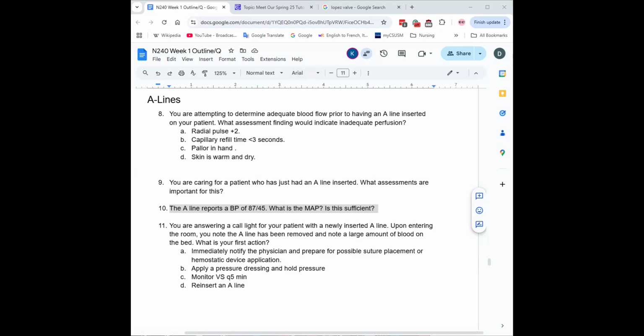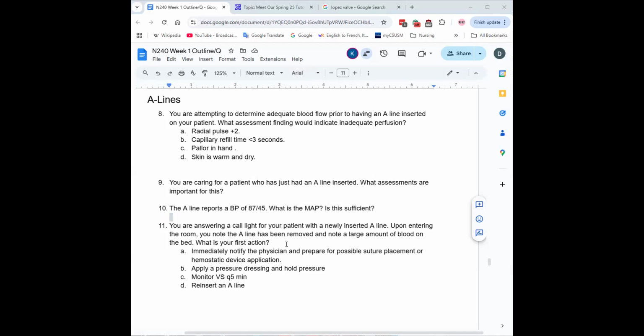I don't even know. But yeah, so it's our systolic plus 2 times our diastolic, all divided by 3. So 87 plus 2 times 45, all divided by 3. That gets us a number of 59. We know that is too low. Our absolute minimum for perfusion is going to be 65, so this is not adequate at all. And yes, I would have died if I had no calculator too.